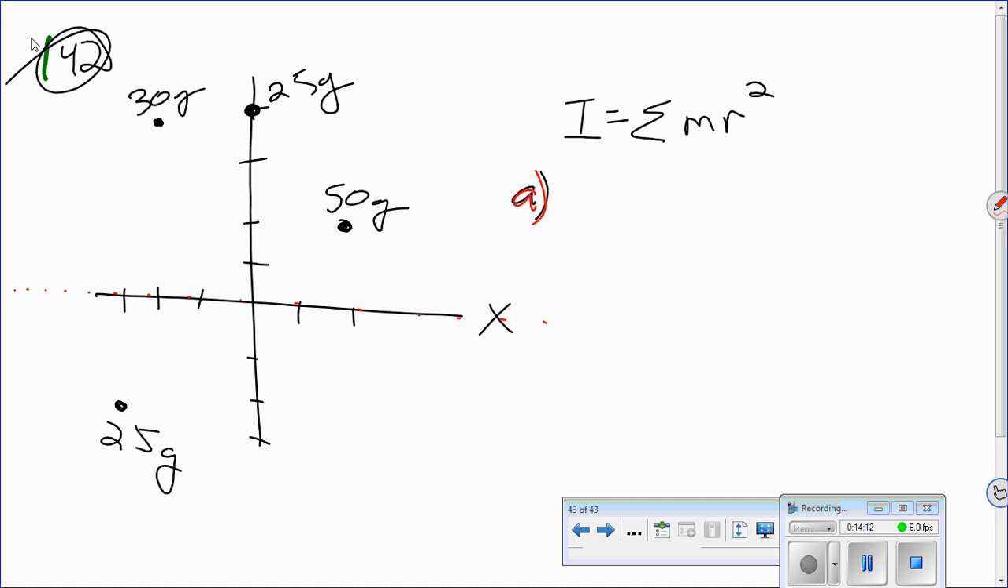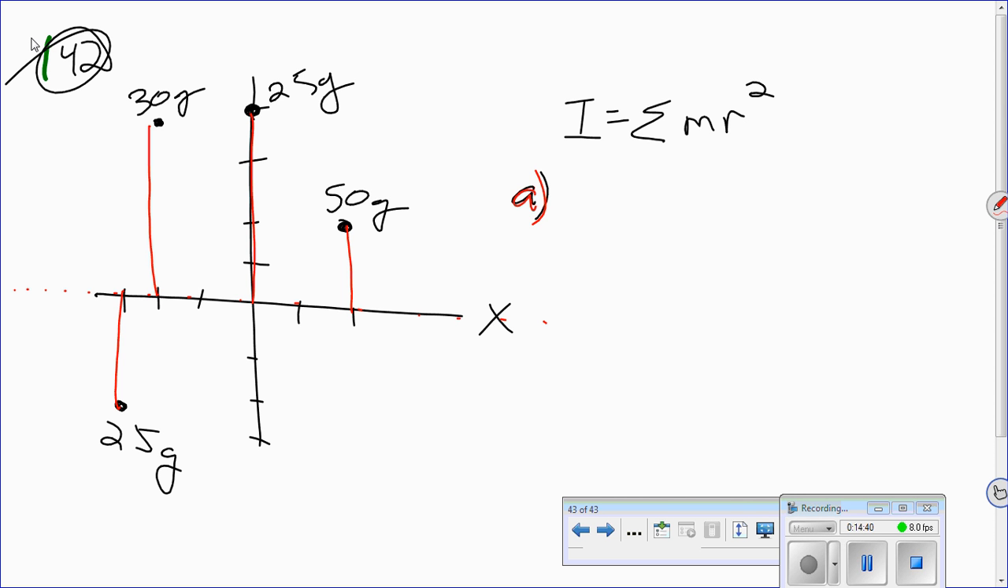So what is that? 30 grams times 4 centimeters squared, plus 4 centimeters squared times 25 grams. I'm saying it wrong, but you know what I mean. 25 grams times 4 centimeters squared. Same thing here, same thing here. Notice the negative is going to get squared out, so the negative doesn't affect anything.